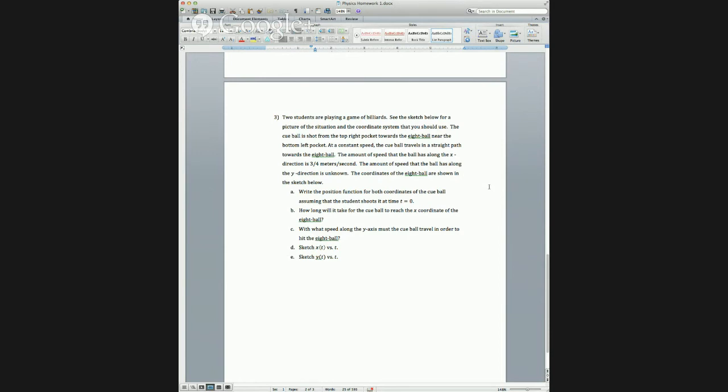Okay, so what does that mean, x and y direction? Well, we have to see the coordinate system to ensure. The coordinates of the 8 ball are shown in the sketch below. So write the position function for both coordinates of the cue ball, assuming the student shoots at time t equal to 0. This is hard to imagine without the sketch, so I'm going to go ahead and draw the sketch for you. We drew it in class, and I told you to put it down, so hopefully you did.